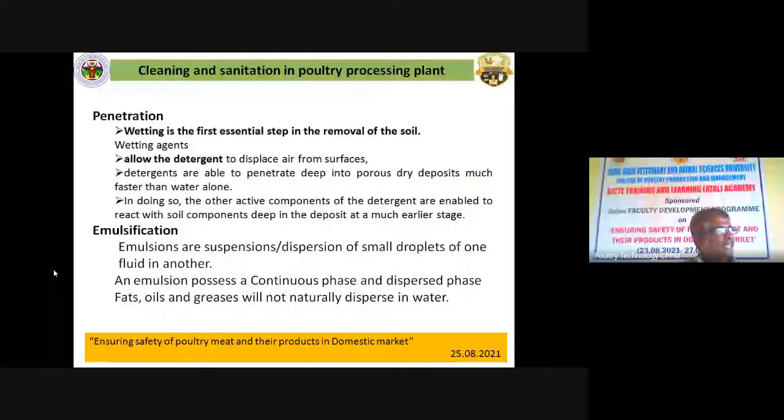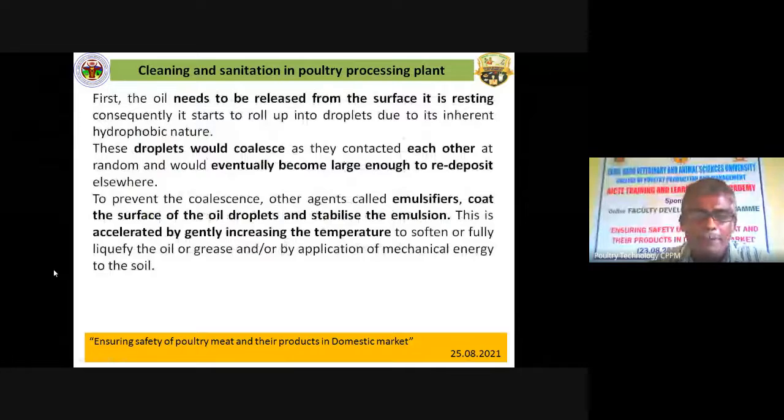This layer will try to deposit in some other part of the floor. To avoid this, we have to maintain the fat, oil, grease in a droplet form. To ensure this, we are using this emulsifying agent. This emulsifying agent will have hydrophobic as well as hydrophilic ends. So through the hydrophobic ends, they cover the fat droplet and they extend the hydrophilic end to the wetting agent, usually water. By this, they prevent the collision of fat droplets with each other, which facilitates easy removal of fat from the surface.